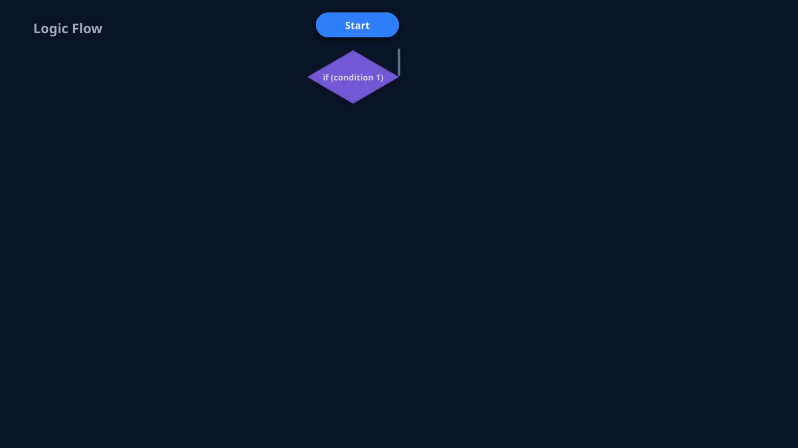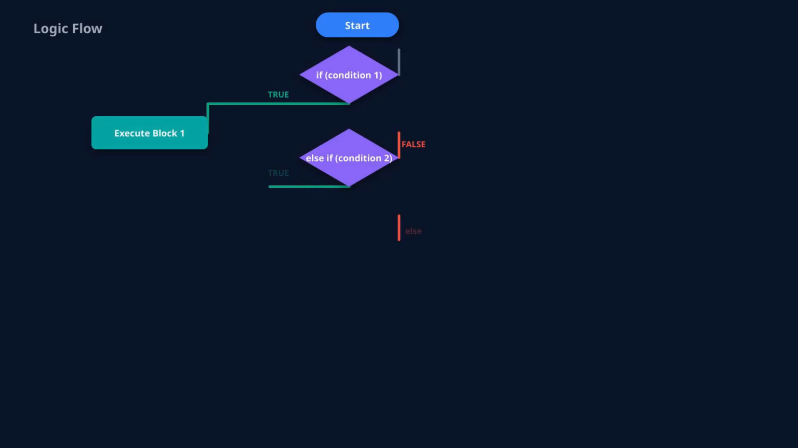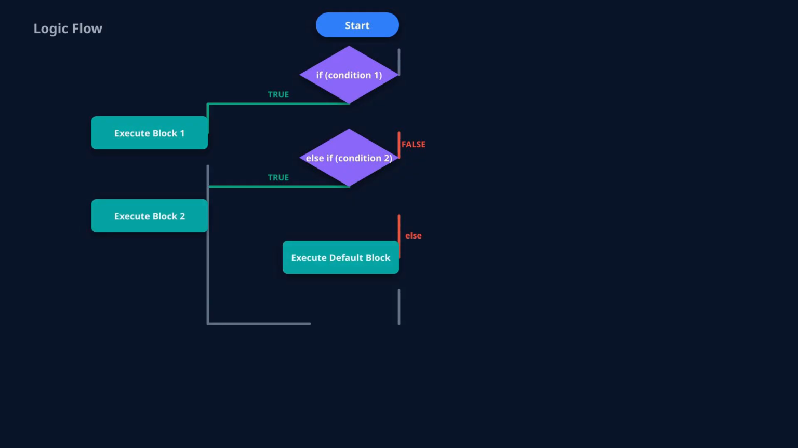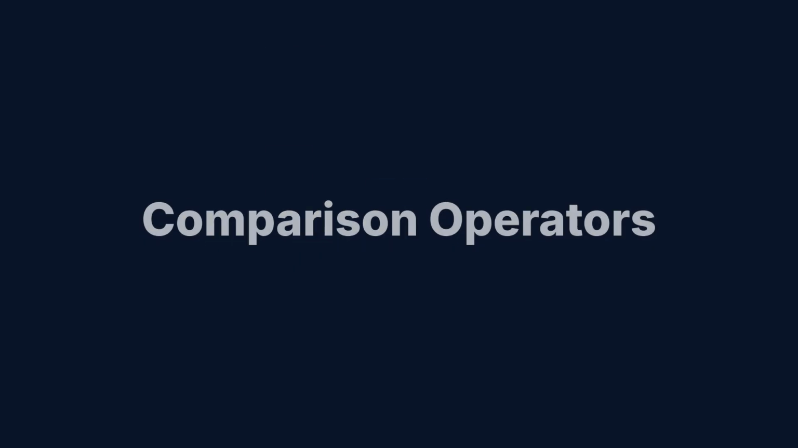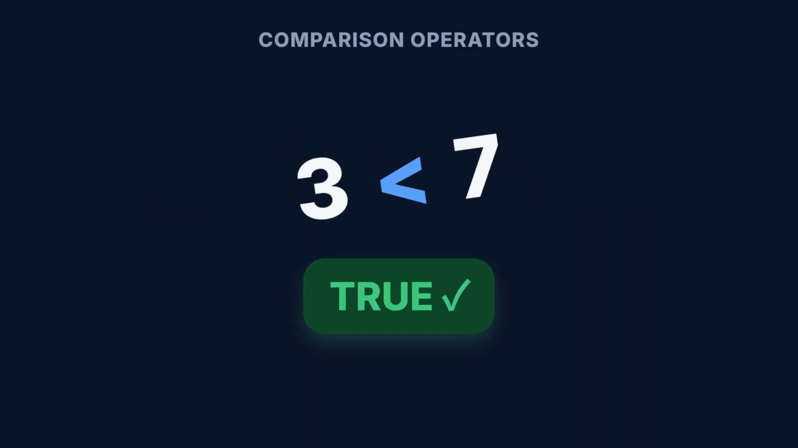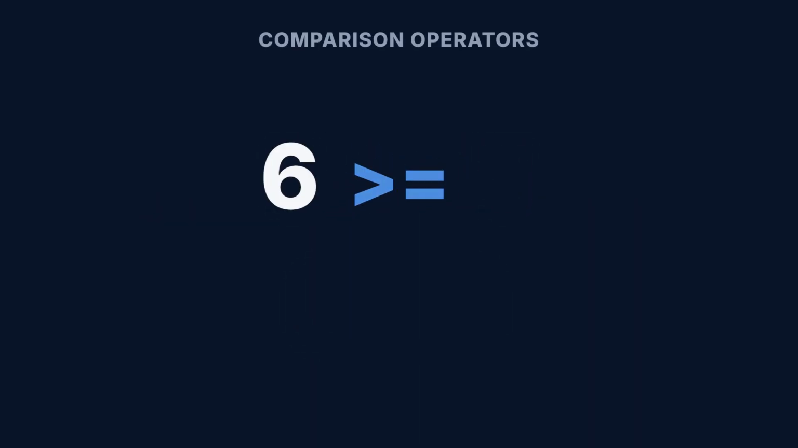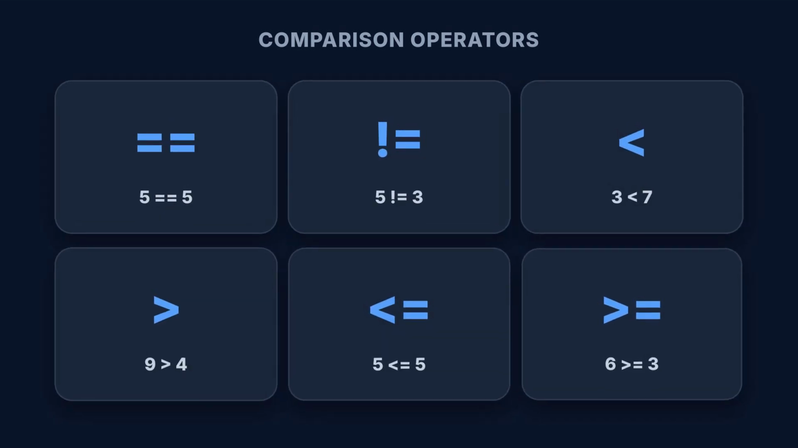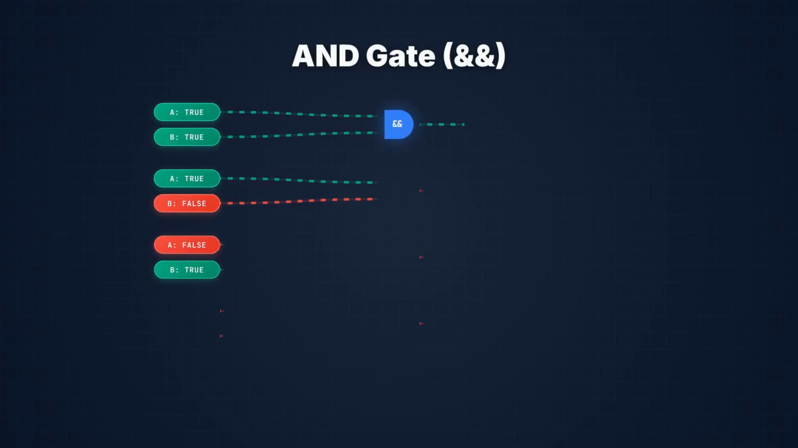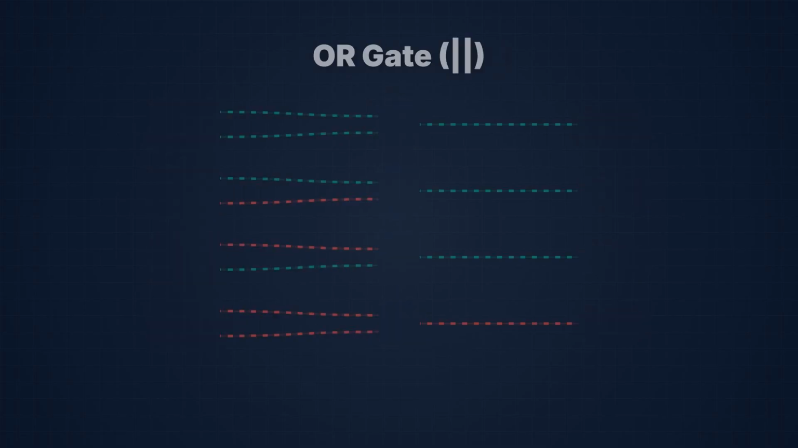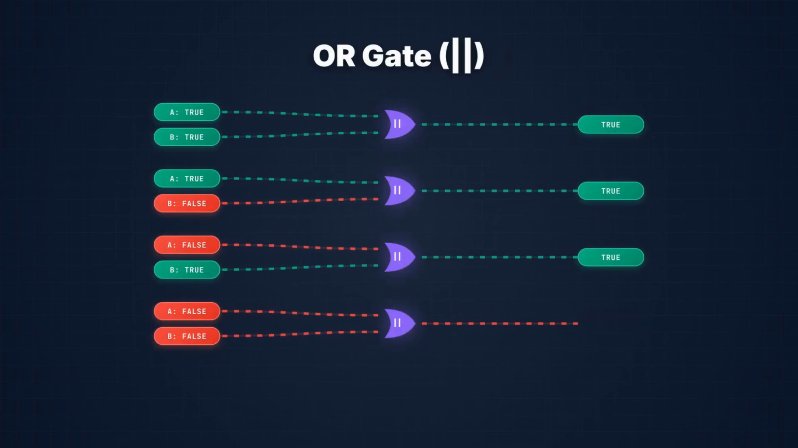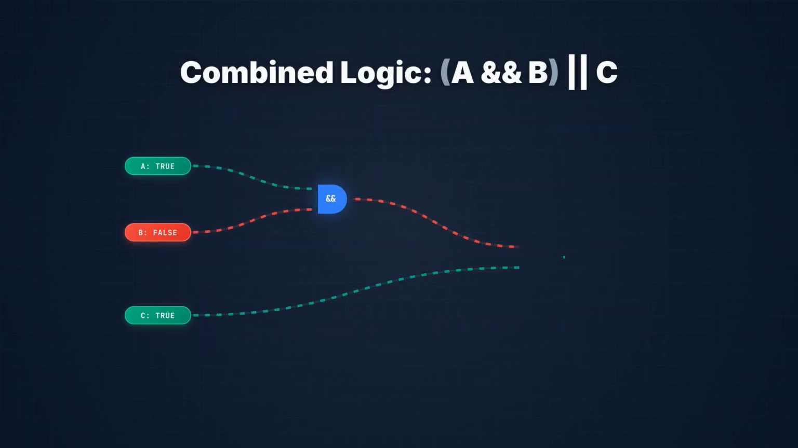You can extend conditions using else if and else. This allows your program to choose between multiple paths based on different conditions. Comparison operators are used inside conditions. They compare values and return true or false, which drives your program's decisions. Logical operators combine conditions. AND requires both conditions to be true, while OR requires at least one to be true.